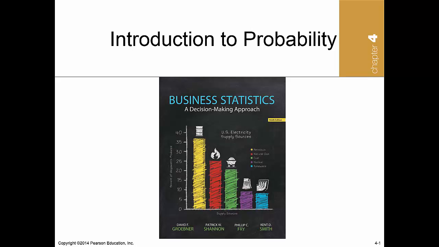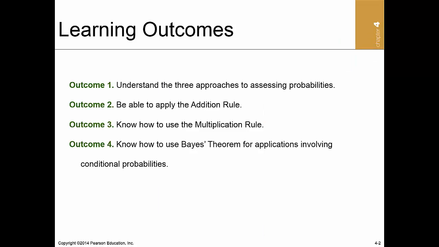Chapter 4 takes the first step in teaching how to do this by introducing the basic concepts and rules of probability. You need to have a solid understanding of these basics before moving on to more practical probability applications that you will encounter in business. Here are the key learning outcomes for Chapter 4. After this series, you should understand the three approaches to assessing probabilities and apply the addition and multiplication rules. At the end, we'll cover Bayes' theorem for applications involving conditional probabilities.